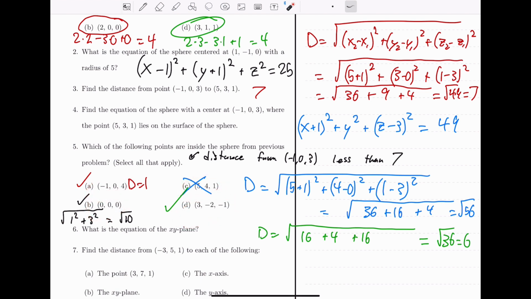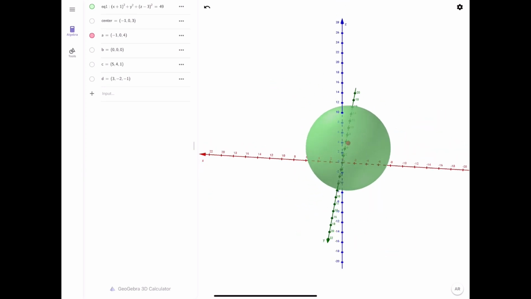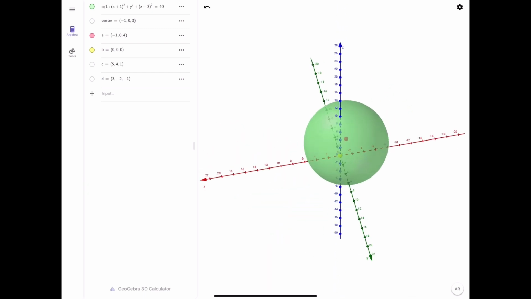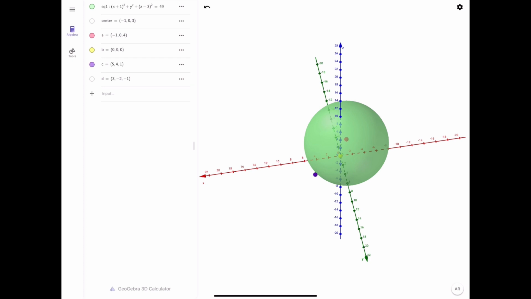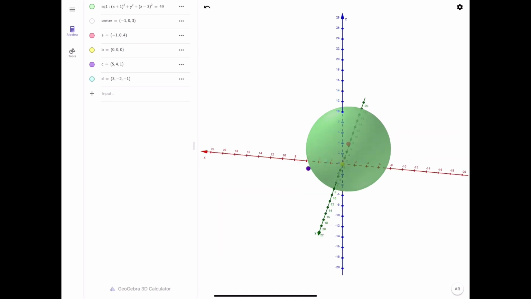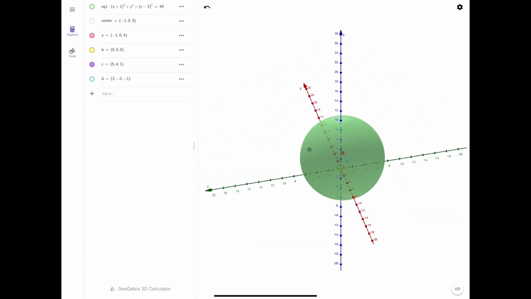Let's look at this in GeoGebra. Here once again is our sphere with a radius of 7 centered at negative 1, 0, 3. Let's take a look at those points that we just considered. We have the point negative 1, 0, 4. That one is in the sphere. There it is. And then the point 0, 0, 0, the origin, that's also in the sphere. Kind of hard to see it in there, but the origin is on the interior of that sphere. And then 5, 4, 1. This one was not in the sphere. So we can see clearly that's outside the sphere. Lastly, 3, negative 2, negative 1, that one's in the sphere as well. There it is. So there we have it. 3 of the points are inside the sphere. 1 of the points is outside of the sphere.